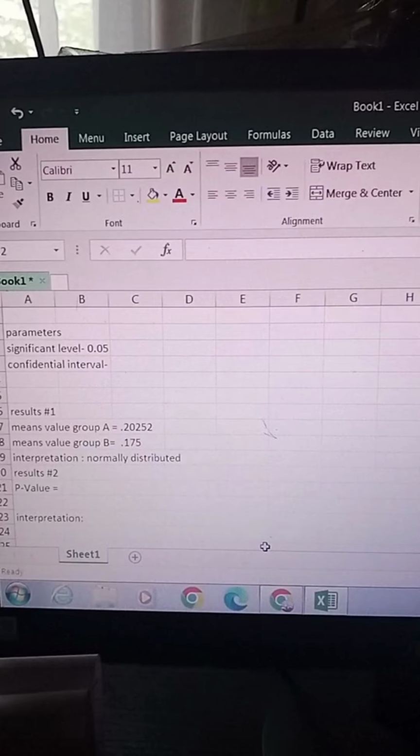We have the parameters: a significance level of 0.05, a confidence interval of 95%. In result 1, the mean value of group A, the mean value of group B, and the interpretation, kung ito ba ay normally distributed. And sa result number 2, we have the p-value and their interpretation. And the last is the data analysis.